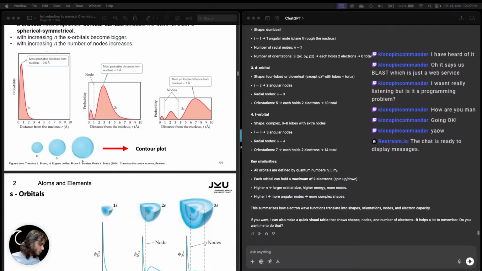And we are continuing with the introduction to general chemistry. Yes, a third semester student, but still I'm studying introduction to general chemistry.